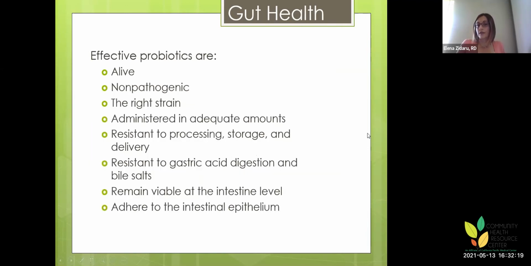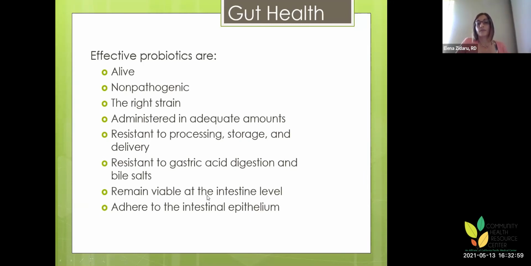In order to be effective, they need to be alive, non-pathogenic. Again, they need to have some health benefits and not be harmful. They need to have the right strain to be delivered in adequate amounts. They need to be resistant to processing, storage, delivery. They even need to survive the acid pH in our stomach. So they need to basically get in a live form to our colon where they should be. And a lot of times there are lots of barriers with that.